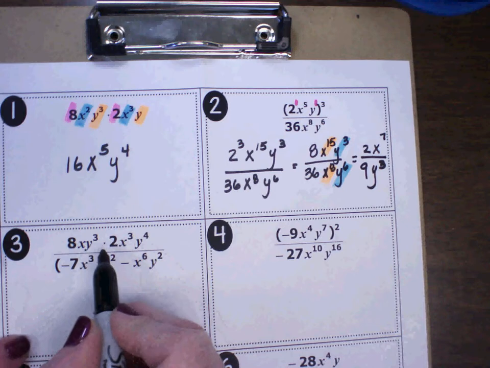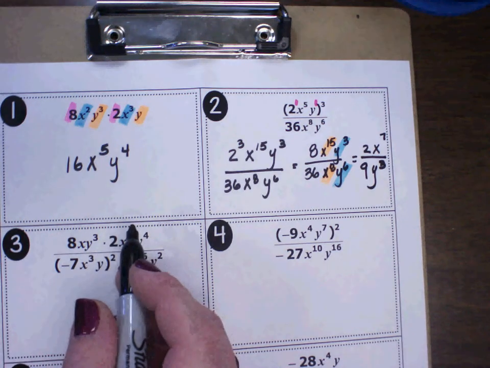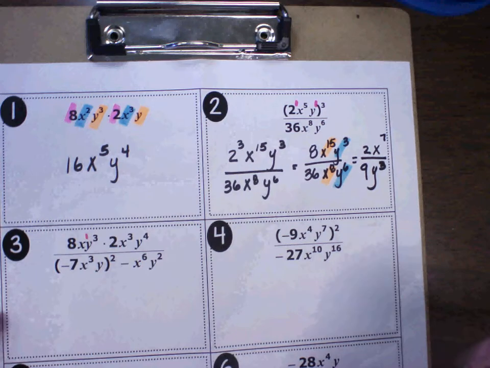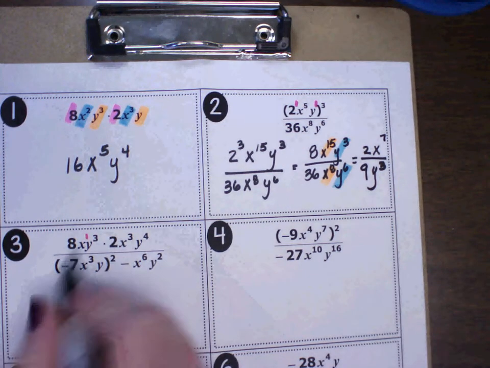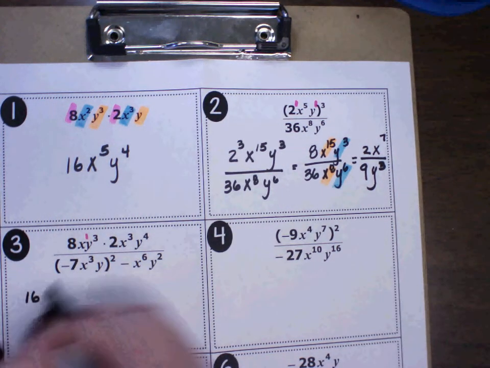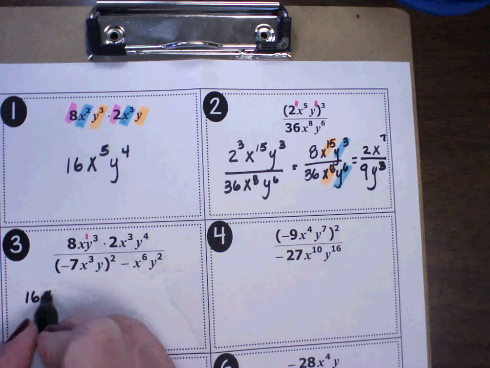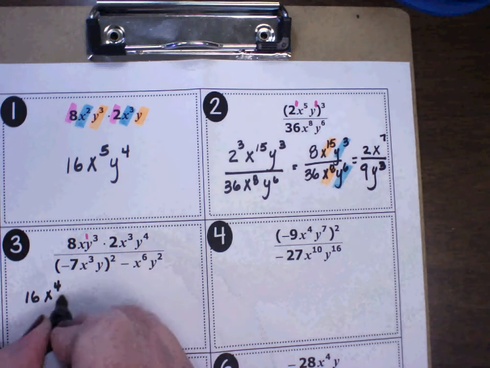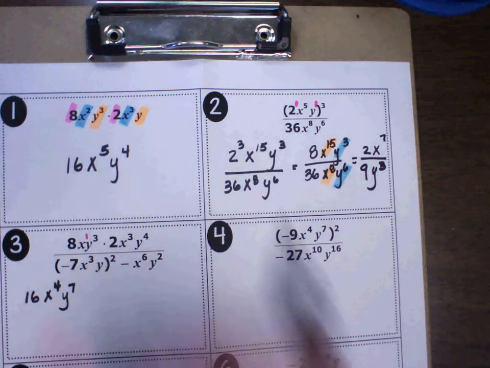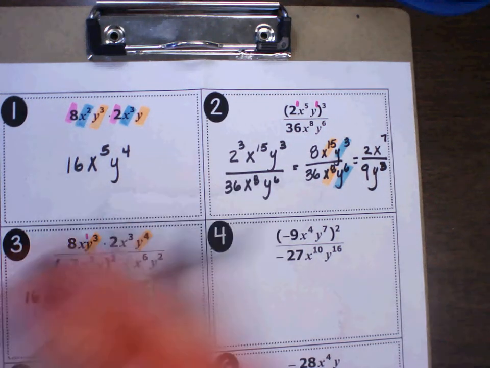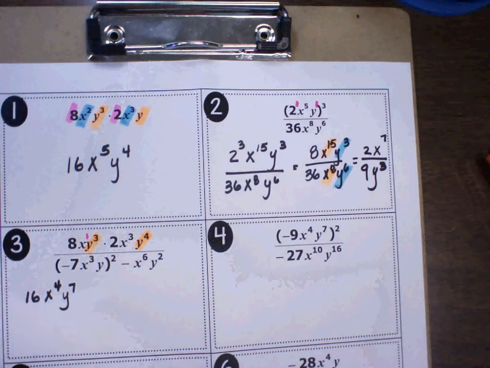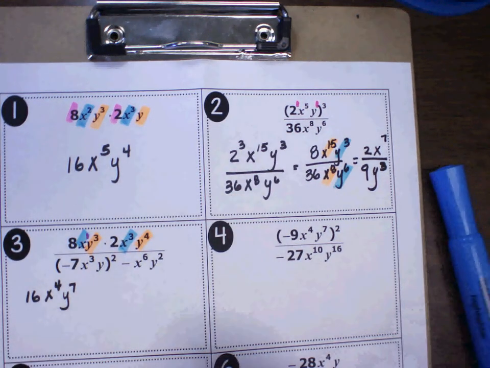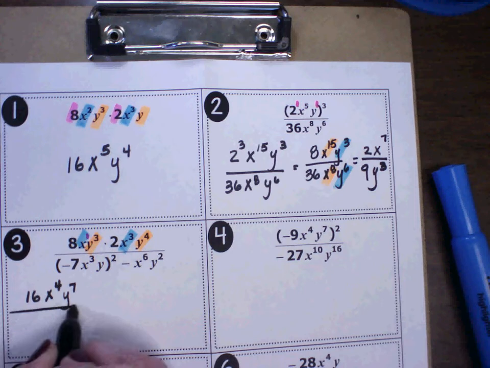Number 3. In the top, you can go ahead and use the multiplication rule, which tells you just multiply the numbers, but you add the exponents, right? There's a 1 here. 8 times 2? 16. x1 and x3? x4. And y3 and y4? y7, right? These are together. And these are together. And then, of course, the numbers, right? All right. That is divided by.